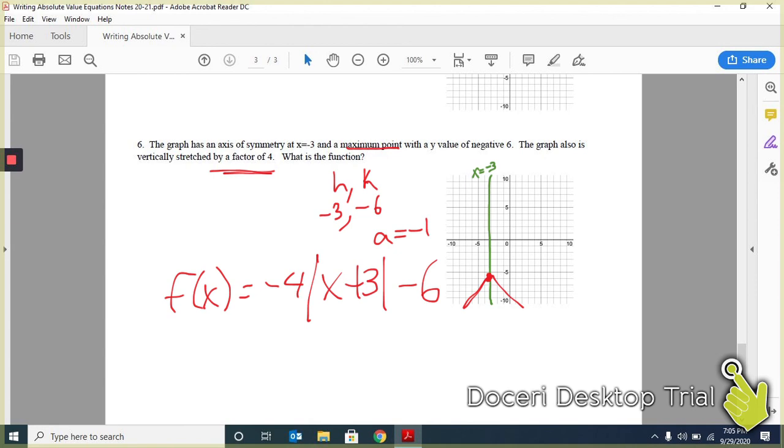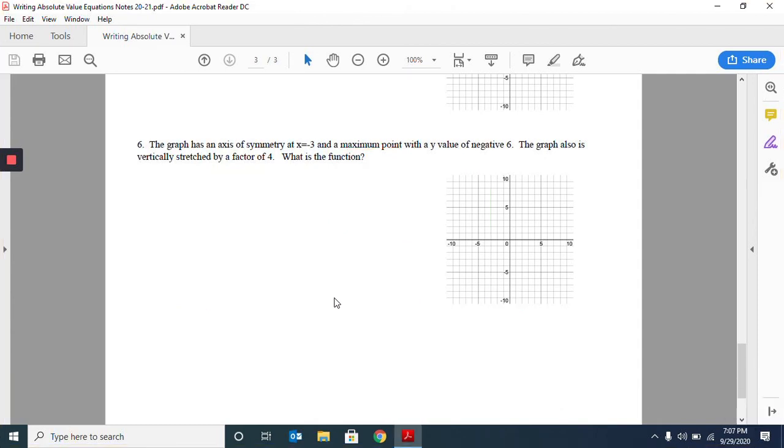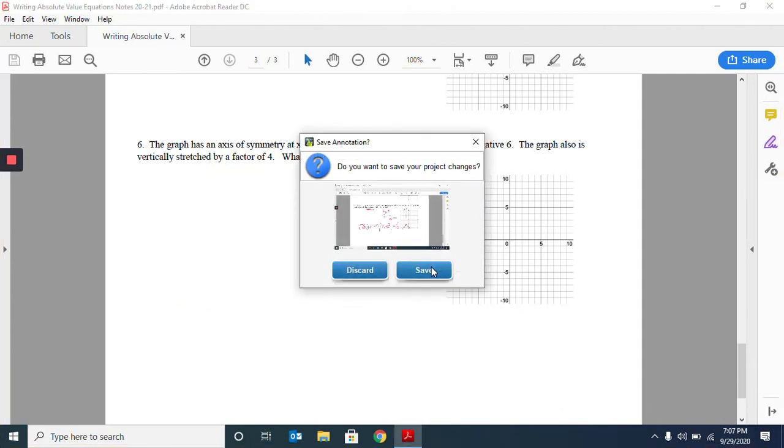And again, I'm going to double check everything. Axis of symmetry is at x equals negative 3. It's a maximum point, and the y value is negative 6. So that fits, okay? So there you have it, folks. That's how you write equations of absolute value. So that's what you'll be working on today.